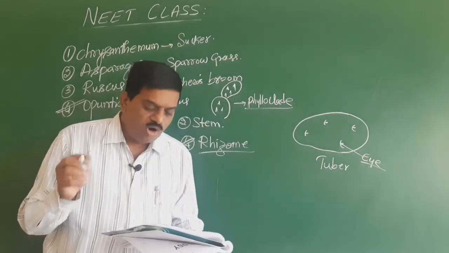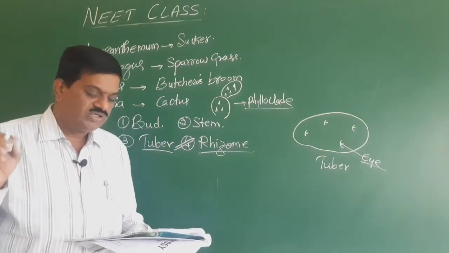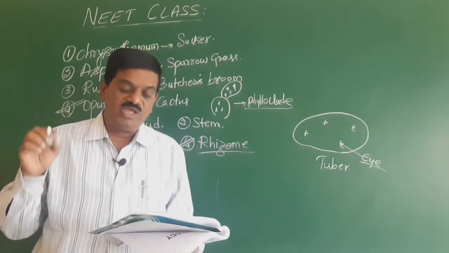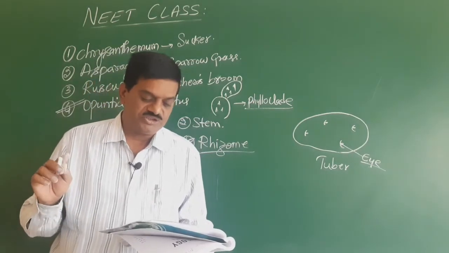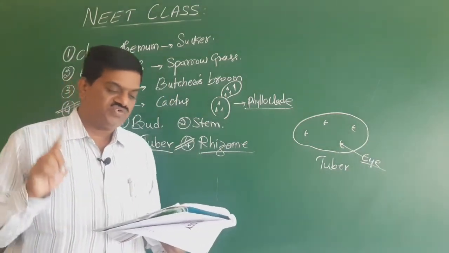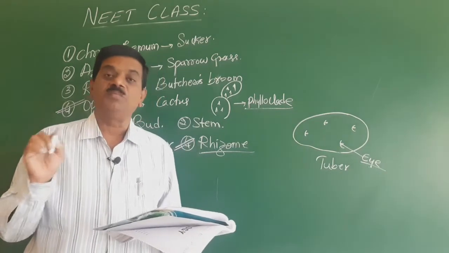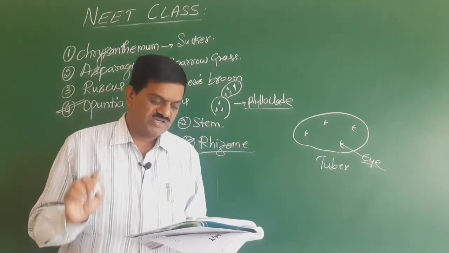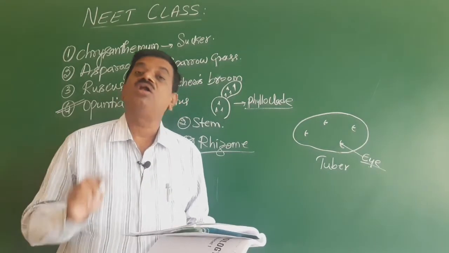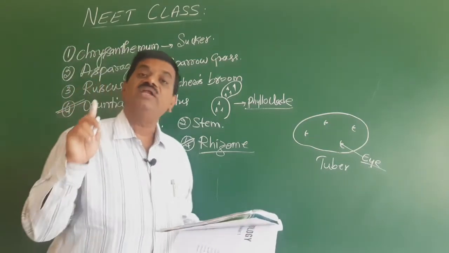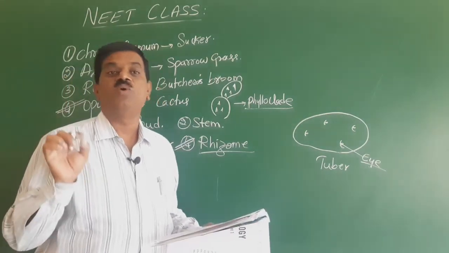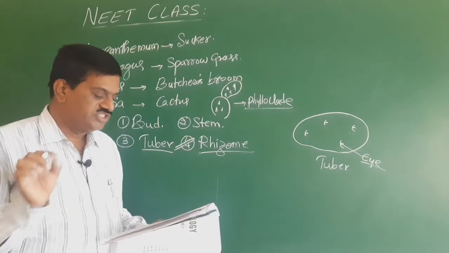If more than two leaves arise at one nodal region to form a whorl, it is called, I'll repeat this question, more than two leaves arise from one nodal region to form a whorl. It is called, first option, whorled phyllotaxy or whorled. The second one is alternate. In the alternate, only one leaf arises from one nodal region, so it is not the answer.